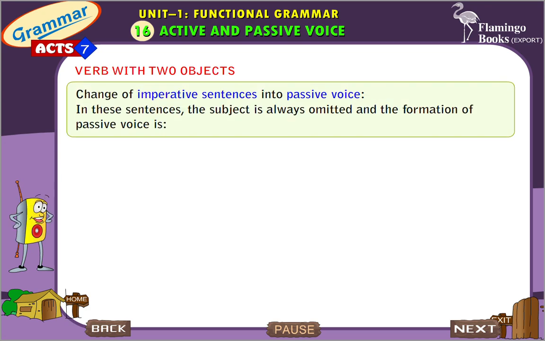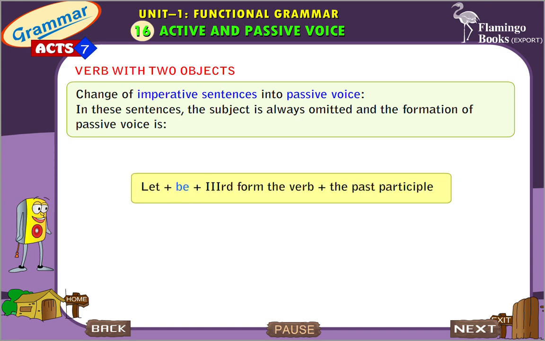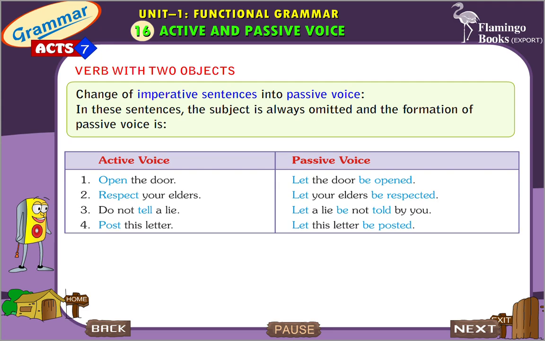Change of imperative sentences into passive voice. In these sentences, the subject is always omitted and the formation of passive voice is let plus be plus third form of the verb, the past participle. Active voice, passive voice. Open the door. Let the door be opened.